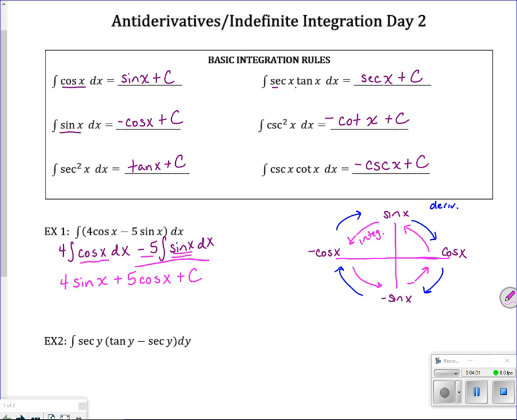And people always ask, well, if you separate it like that, shouldn't there be 2 plus c's? Well, you have a constant and a constant, so I could add those together, and that's just another constant. So even though you're splitting them, you're only going to have 1 plus c there at the end.